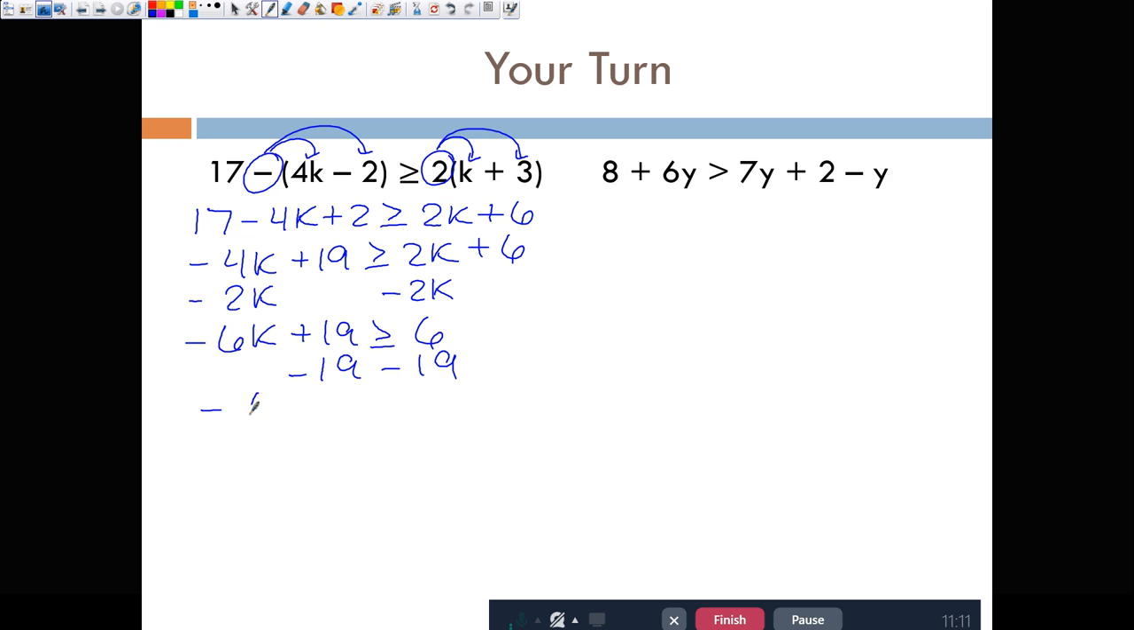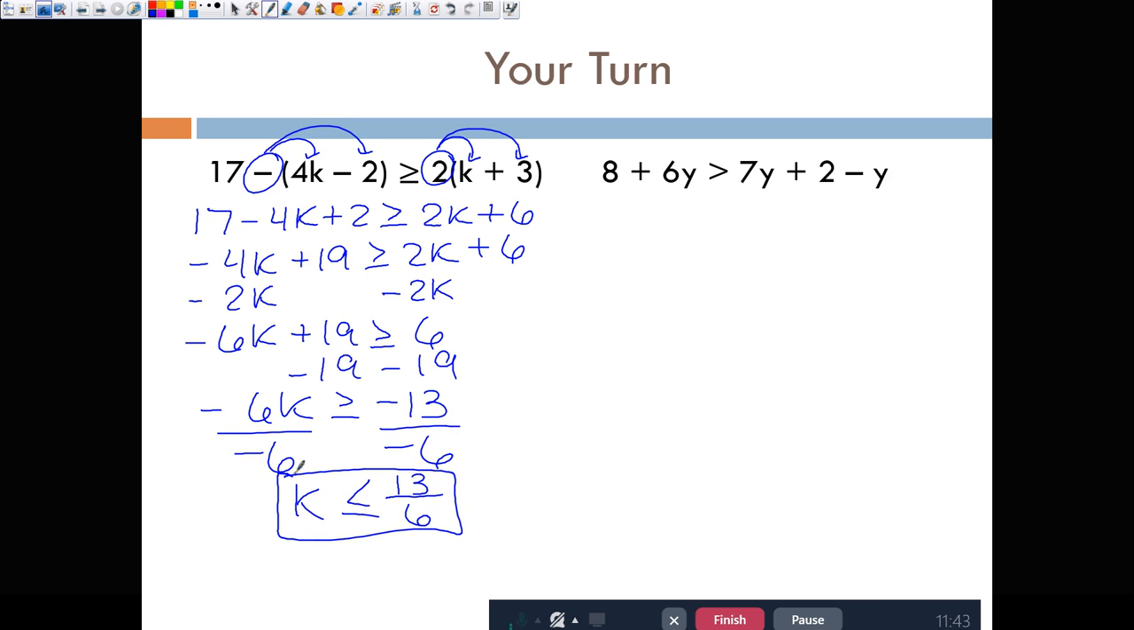So negative 6k is greater than or equal to what? What's 6 minus 19? Negative 13. You guys should be doing this one on your own. And I'm going to divide by negative 6. So what do I have to do with my sign? Switch it. So I'm going to make k less than or equal to, and I have negative negative, so it's going to become a positive 13 over 6.